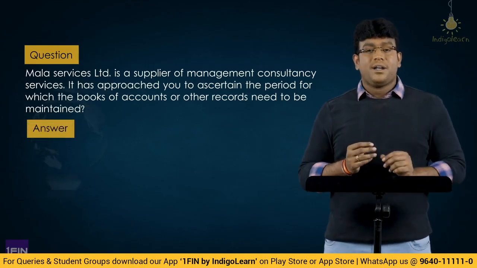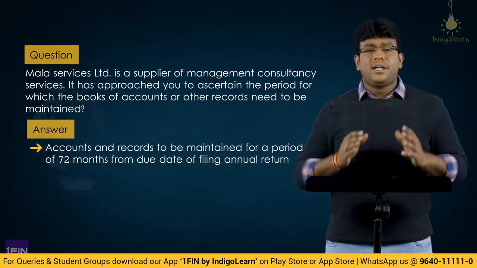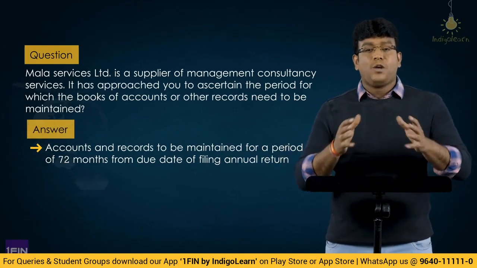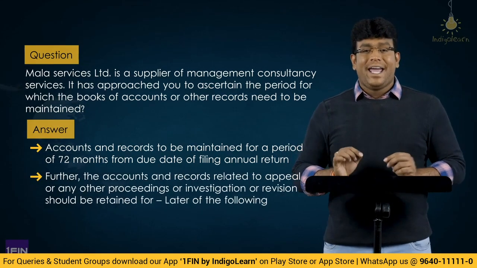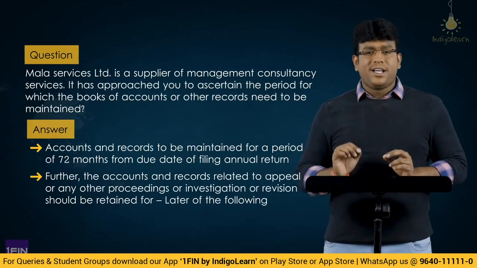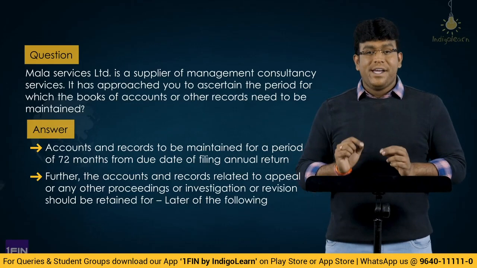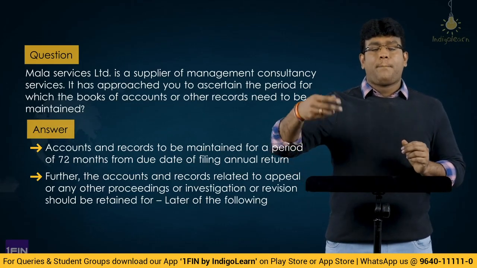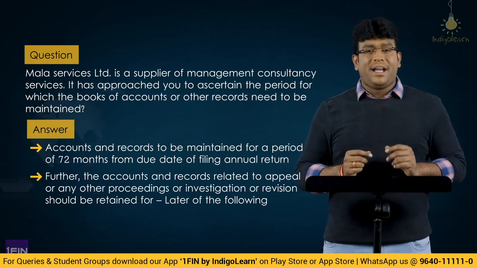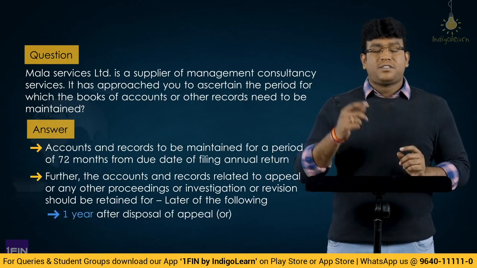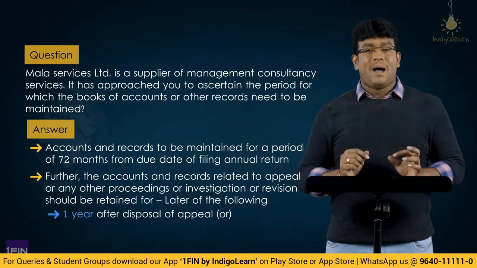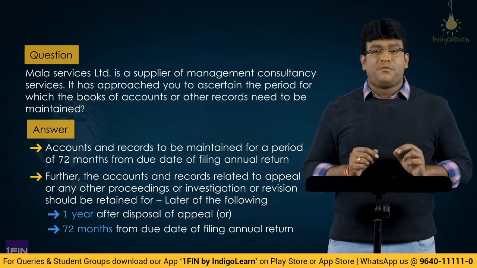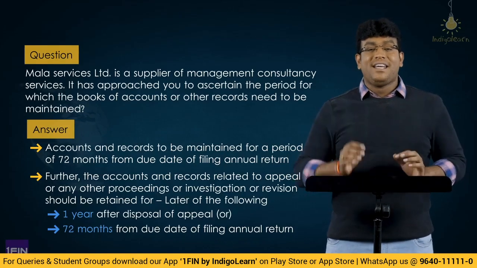The books of accounts and records should be retained for a period of 72 months from due date of filing annual return. Further, the accounts and records related to any appeal or any other proceedings or any investigation or revision, then such records related to such appeal, revision or investigation should be retained for a period of 1 year after final disposal of appeal, revision or investigation, or for a span of 72 months from due date of filing annual return, whichever is later. Next question, guys.